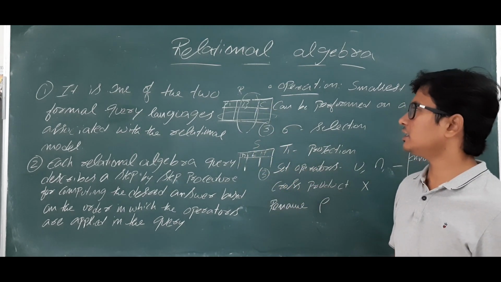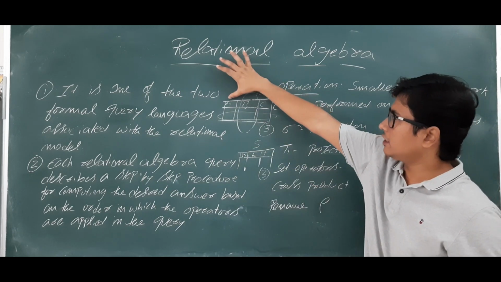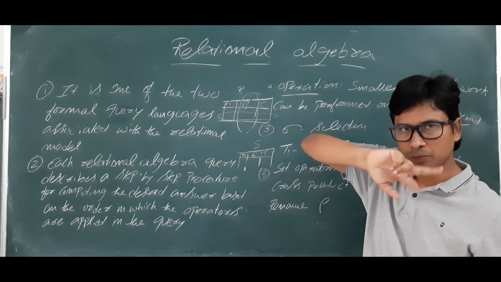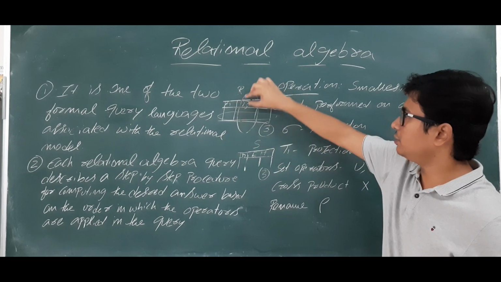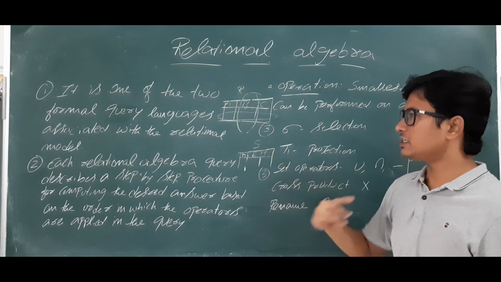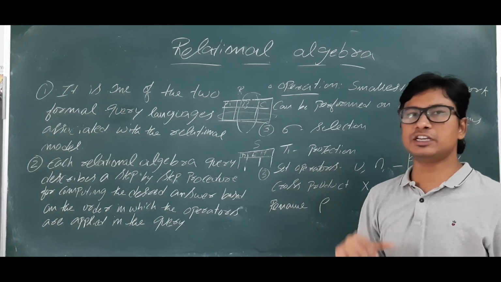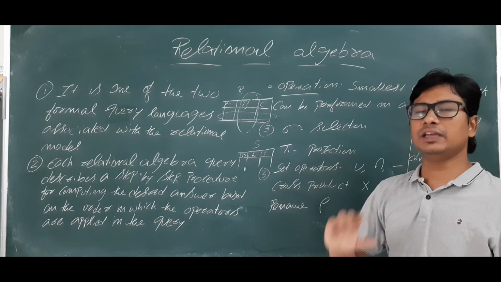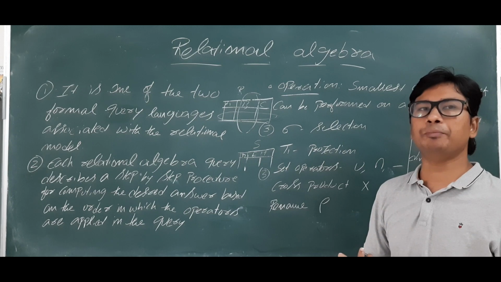Are you able to understand it or not? It means the data type of A and the data type of D should be the same. Then only can we perform a union, and B and E should be the same, and C and F should be the same. If the two relations satisfy these two conditions, then I can say that they are union compatible.